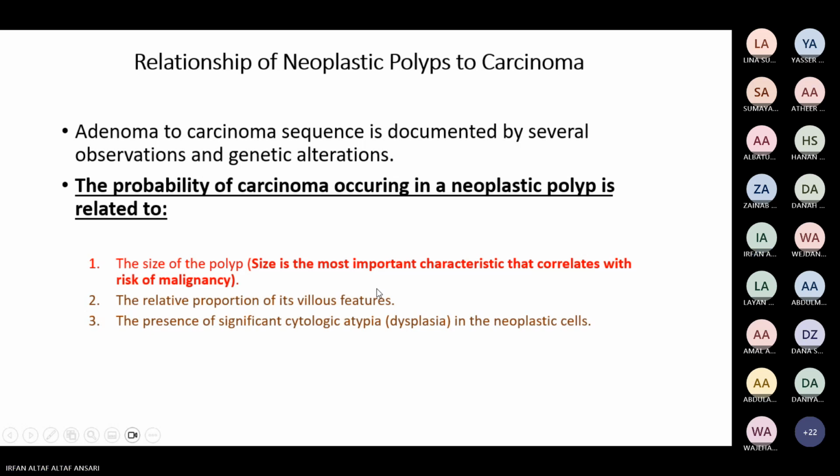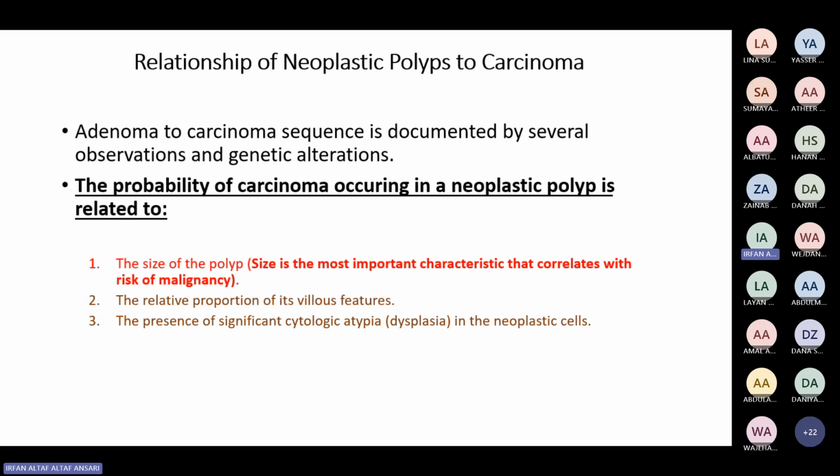It can turn into the malignant one or carcinoma. But nowadays, the size is the most important characteristic. And someone says if a polyp is more than 2 centimeters, there is about a 90% chance it will turn out to be carcinoma if you do not treat it.